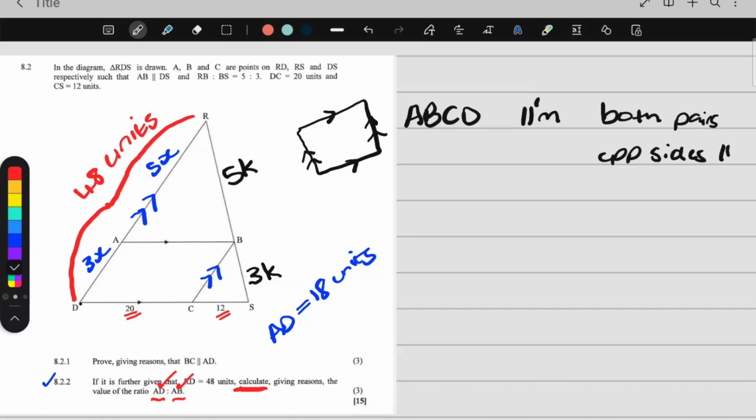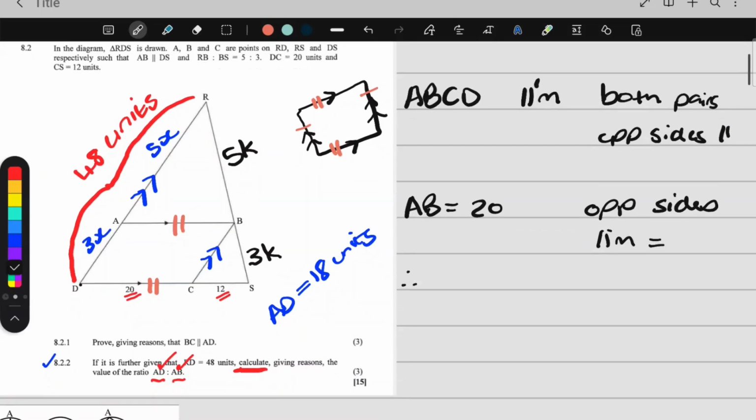That means if we know the properties of a parallelogram, this is equal to that, and this length is equal to that. So if BC is 20, then AB is also 20. AB is 20 units. Why? Because opposite sides of a parallelogram are equal. Therefore, I can now answer the question.